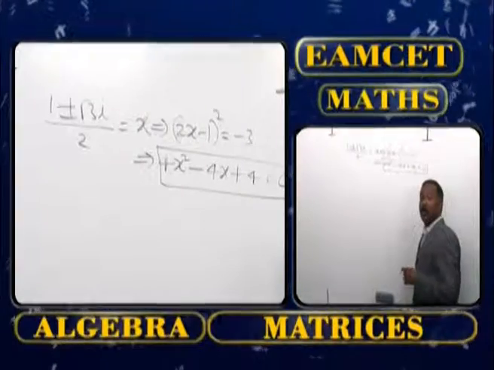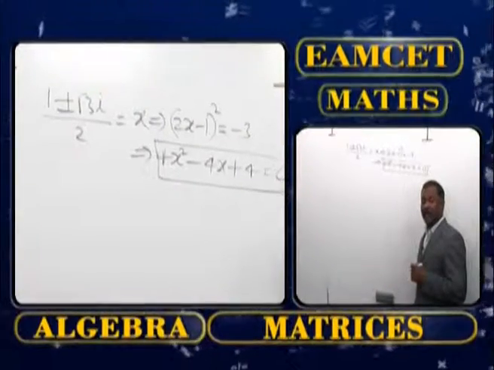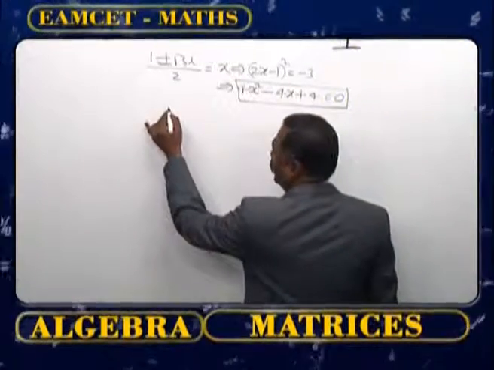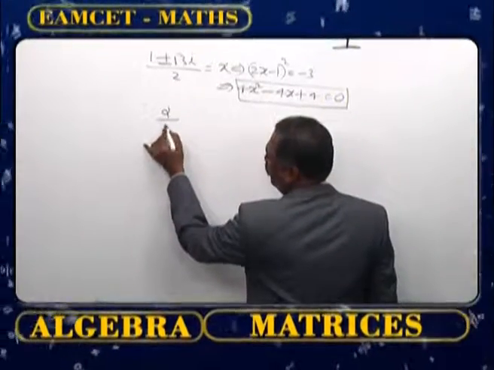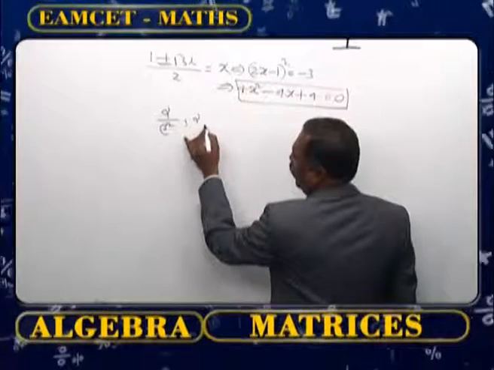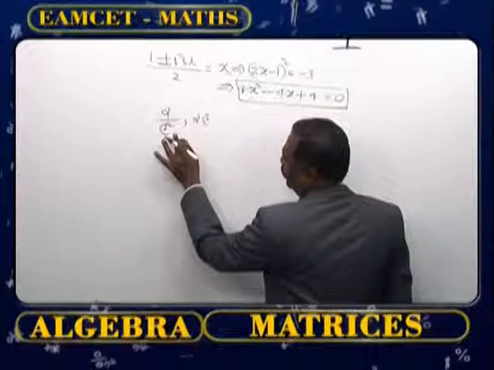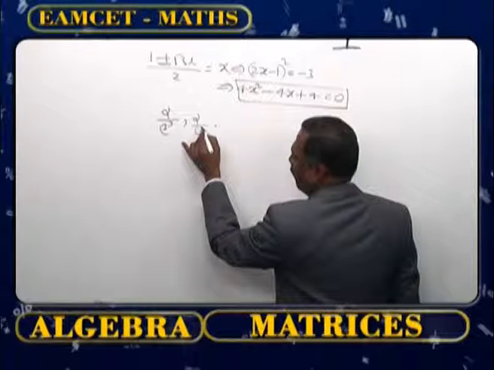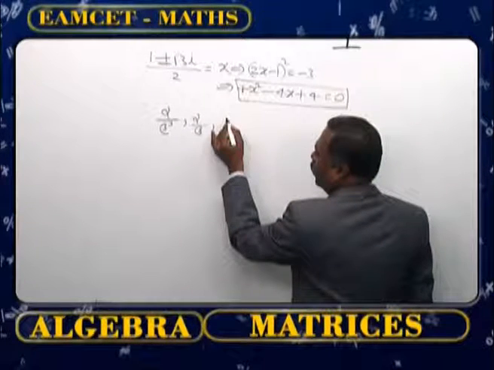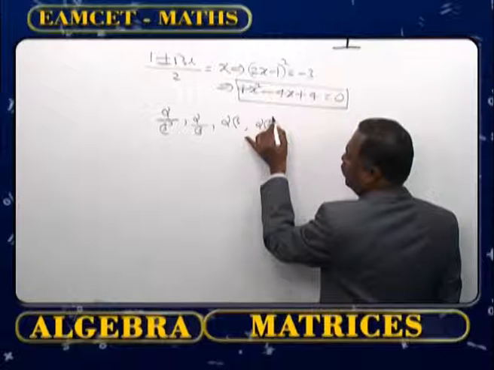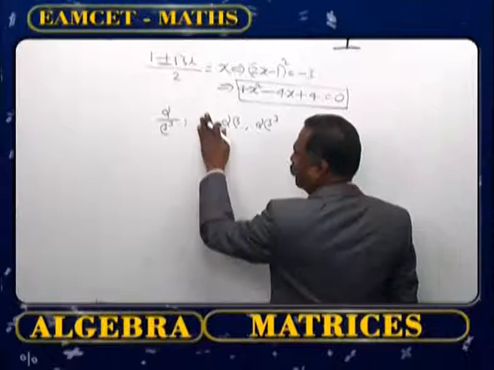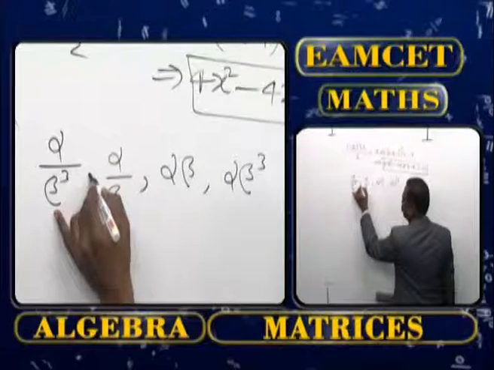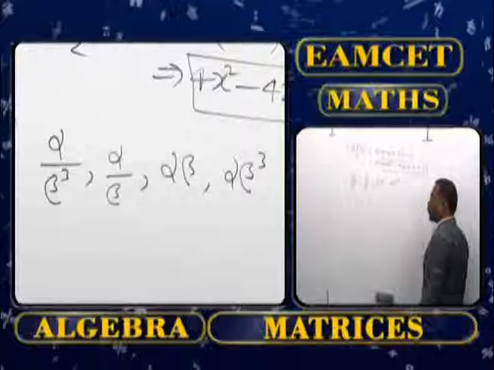See, it is a fourth degree equation, and the roots are given to be in GP. So what I do here, I'll take the roots as alpha divided by beta cube, alpha divided by beta, alpha beta, alpha beta cube. If you follow this carefully, why have I taken it like that?